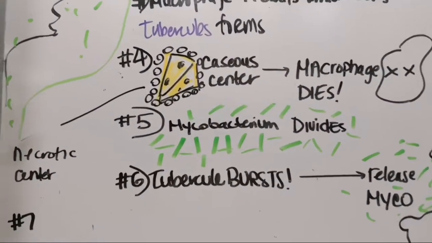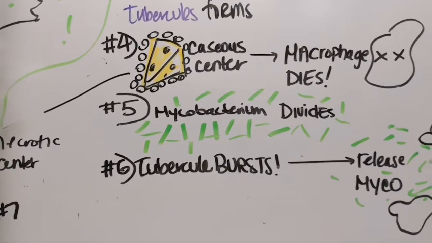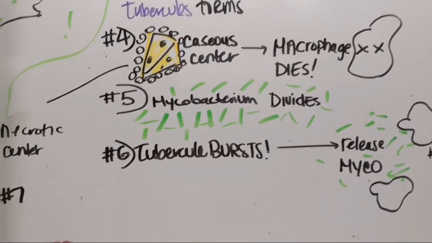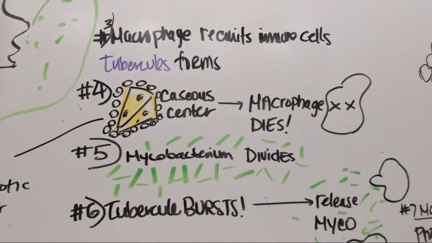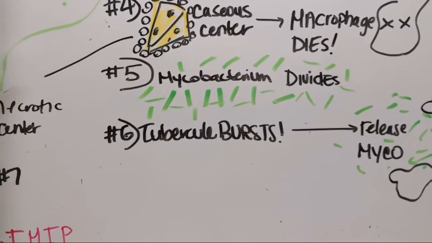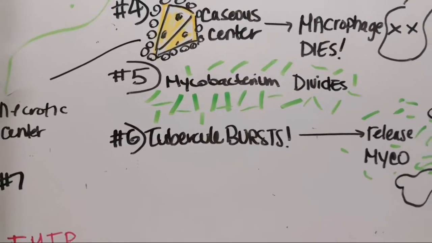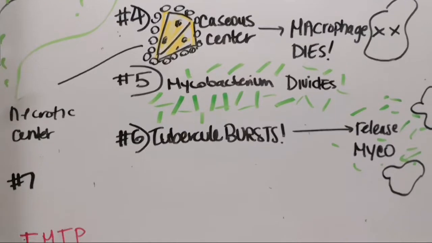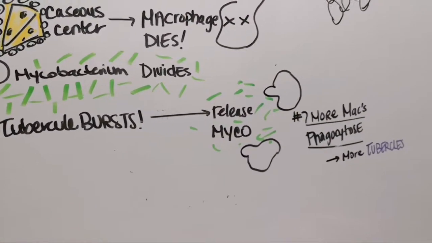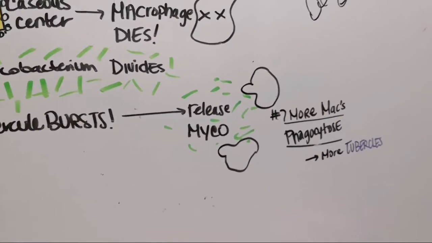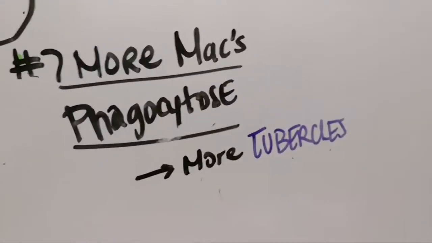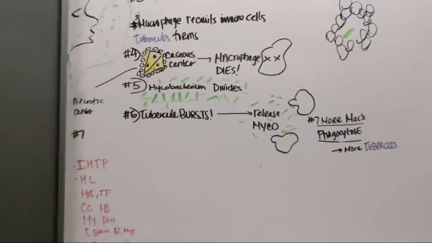And then number five, mycobacterium divides, and so that means it's actually getting to thrive, and essentially the host cell is the macrophage, unfortunately. Number six, the tubercle bursts. Remember, the tubercle is the granuloma of TB. So it will unfortunately burst. It'll release the mycobacterium, and then more macrophages will phagocytose, and then you'll get more tubercles, and it starts the problem over again.